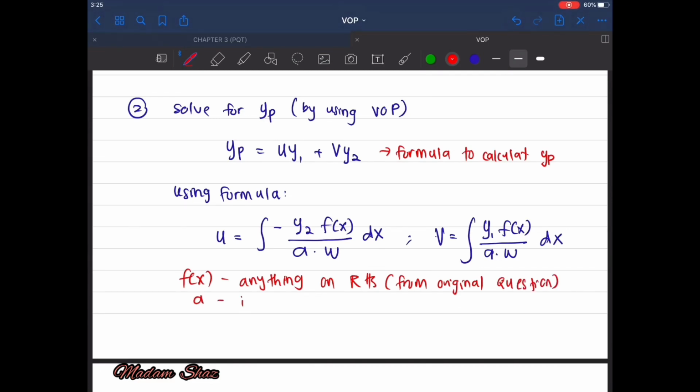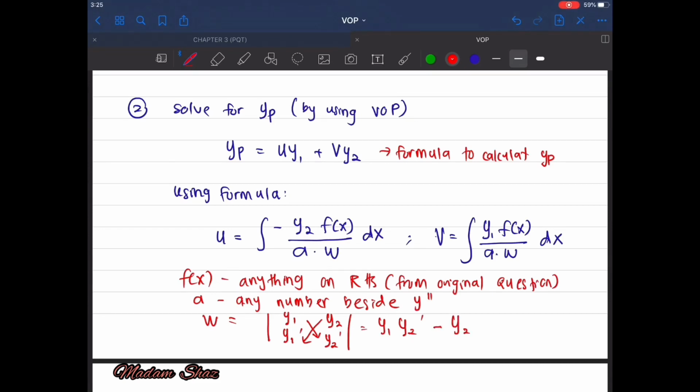A is any number beside Y double prime, whereby W is equal to the determinant of Y1, Y1 prime, Y2, Y2 prime. So you have to calculate the determinant: Y1 Y2 prime minus Y2 Y1 prime.